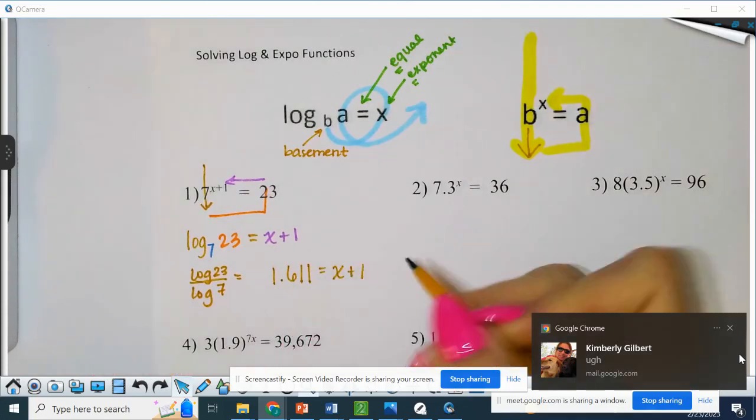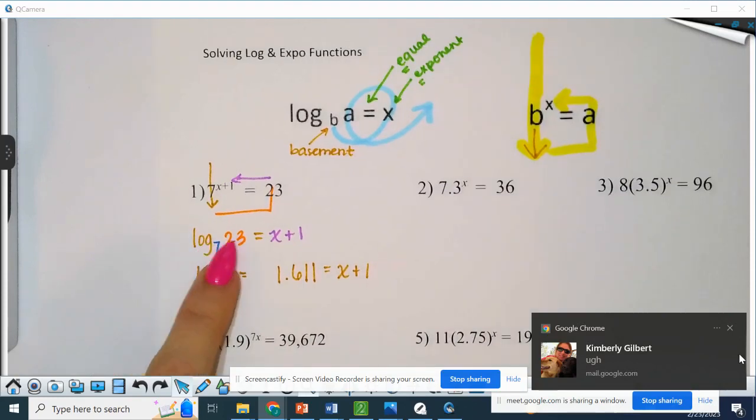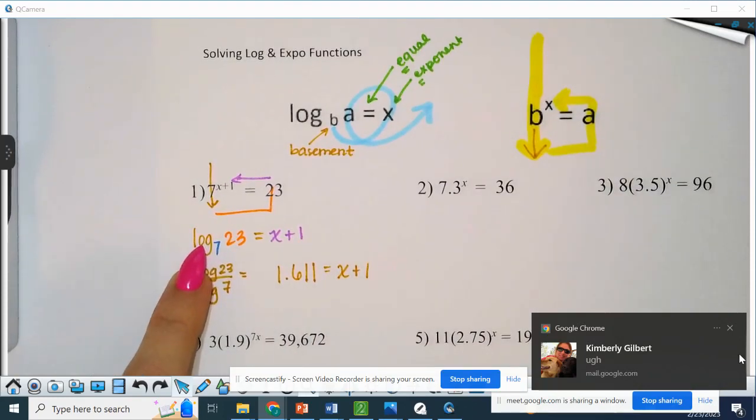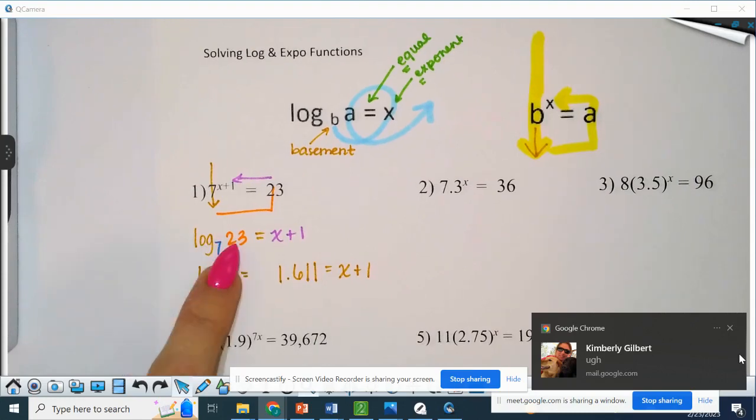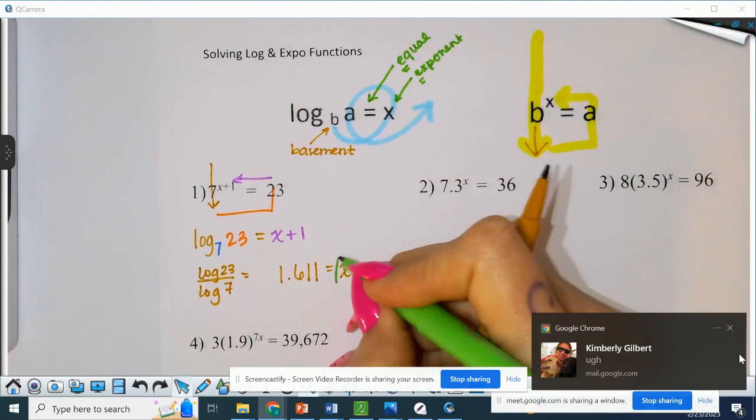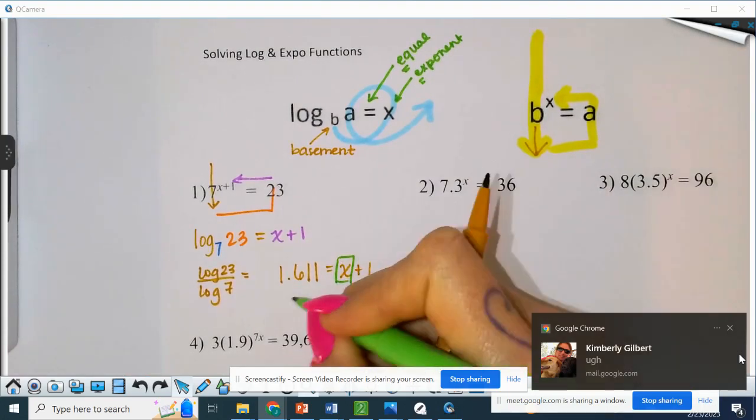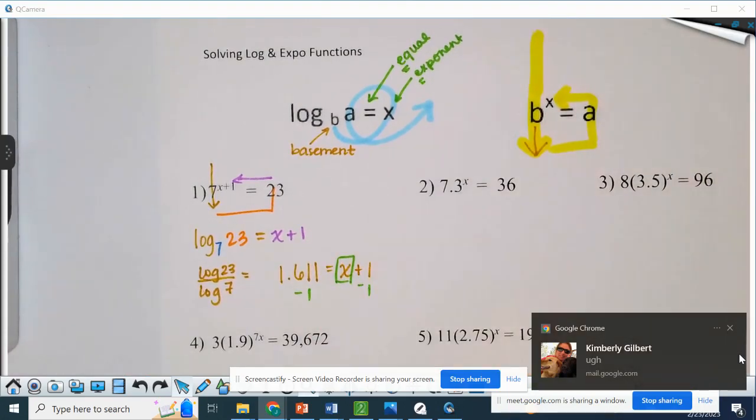So this becomes a number. There is no variable here, so know that you can't do it without a calculator. This will always be a number. And then you're just going to solve like you did in math 1, 8th grade math, and they usually are pretty easy at this point. So if I subtract 1, our answer is going to be 0.611, and that's it. I think it's the converting part usually for these guys that gives the most trouble.